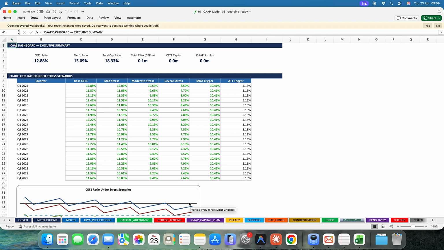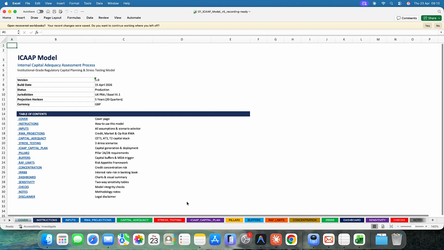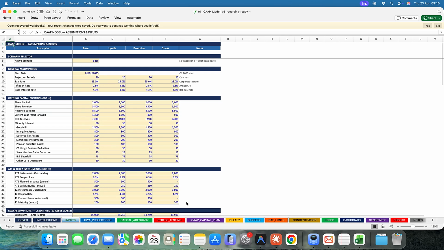20 quarters of projection, standardized and IRB-ready. Stress testing built in. Every figure traceable back to an input. Let me walk you through it. Every tab is open. No locked logic, no proprietary add-ins. Anyone on your capital team can see how a number was built, right back to the assumption that drove it. Which is exactly what you need when internal audit or the PRA wants to walk through the working.